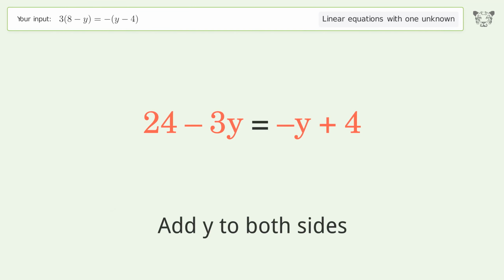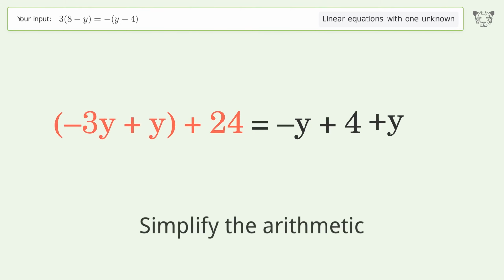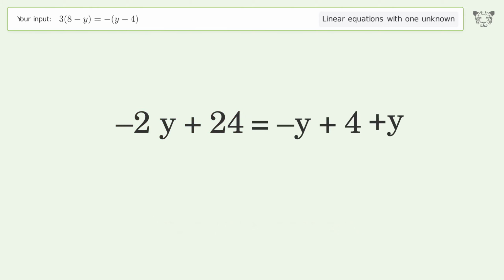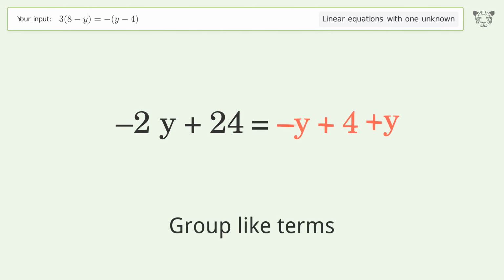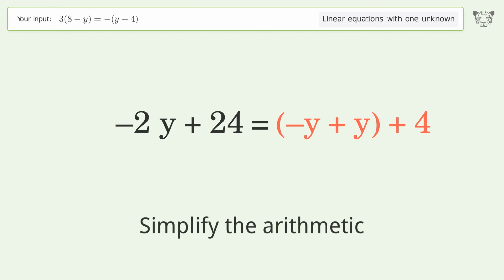Add y to both sides. Group like terms. Simplify the arithmetic. Group like terms. Simplify the arithmetic.